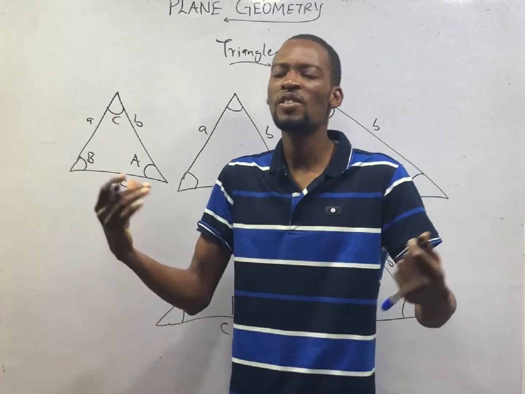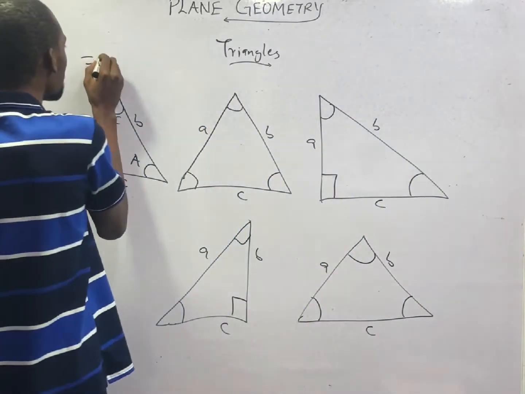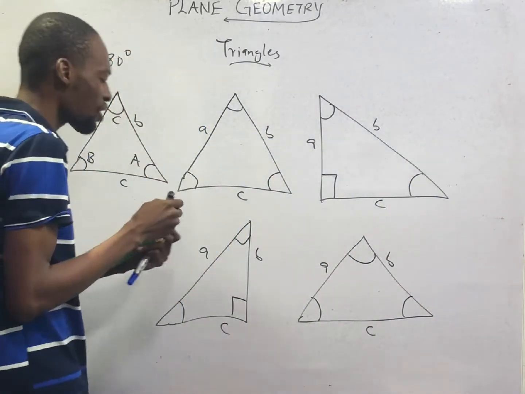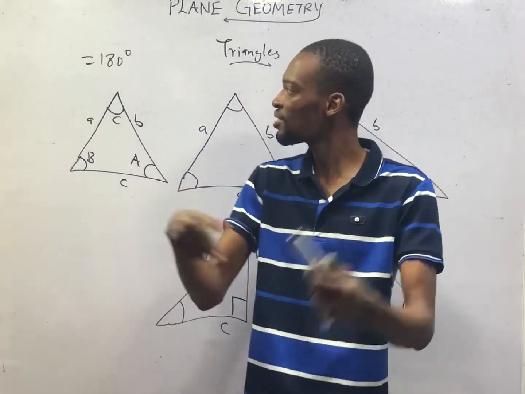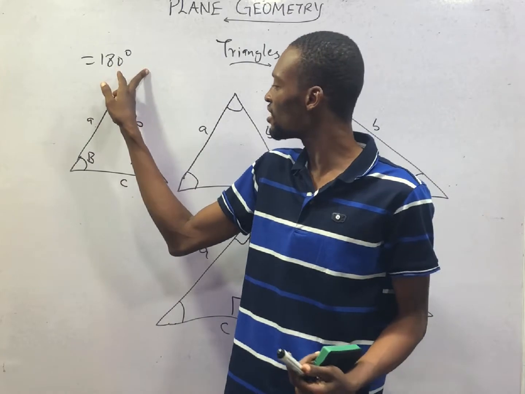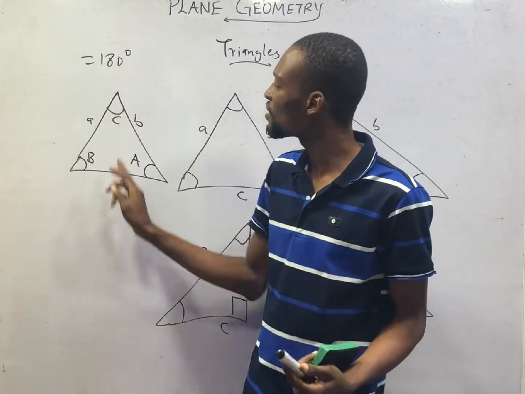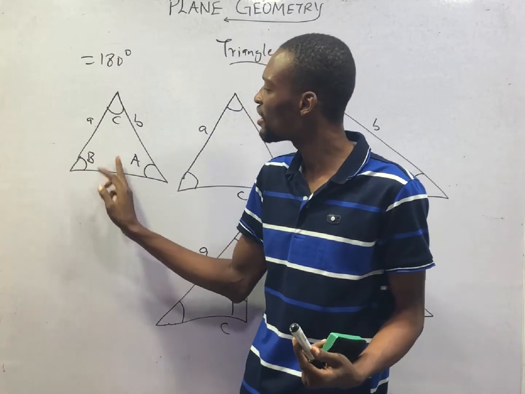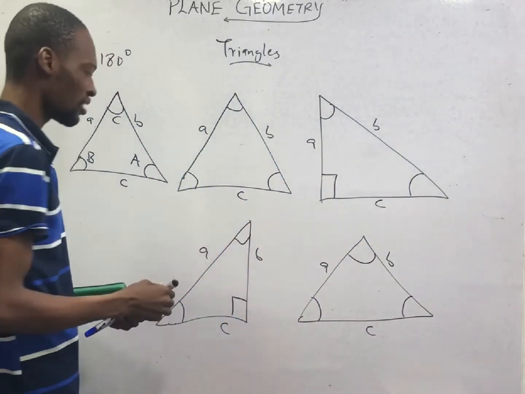The sum of angles in a triangle is equal to 180 degrees. Since triangles have 3 angles, any triangle you bring, add the 3 angles, you will get 180 degrees. Which means if you add angle A plus B plus C, the total angle will give you 180 degrees.